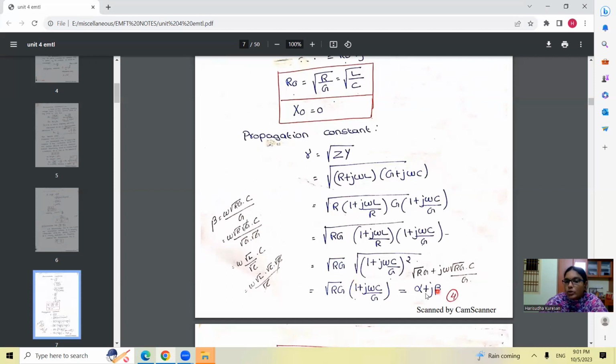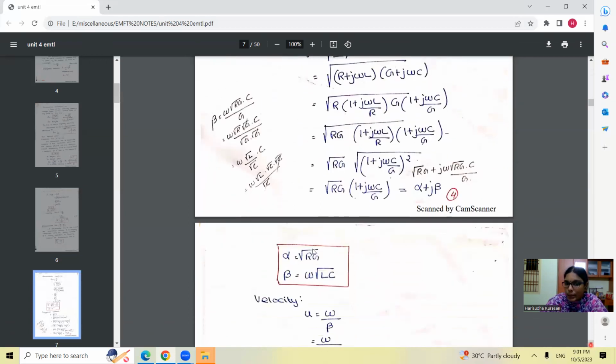Propagation constant can also be written in terms of alpha plus J beta. So here the real part will be square root of RG and the imaginary part will be square root of RG into omega C by G. So cancelling out the possible terms, we get alpha is equal to square root of RG and beta is equal to omega into square root of LC.